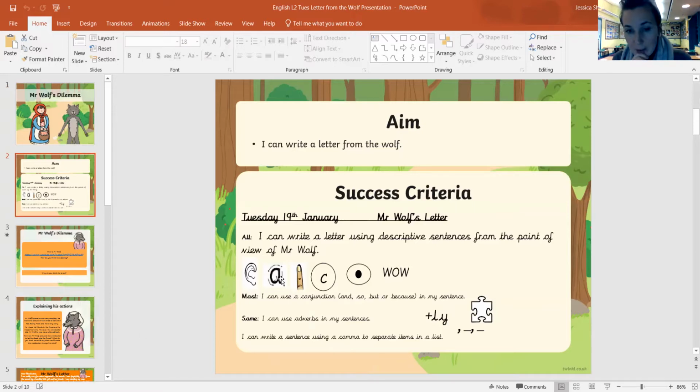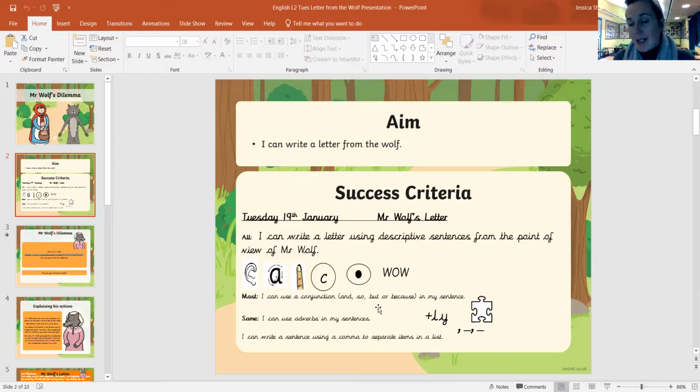Just like yesterday, here is your success criteria. I'd like all of you to have a go at writing the letter, using sentences. Listening to the sounds is always the most important with your spellings. Neatest writing you can possibly do, please, always joined if you can, finger spaces, capital letters, full stops, and adjectives. So even if you only manage to do a few sentences, that's the most important part.